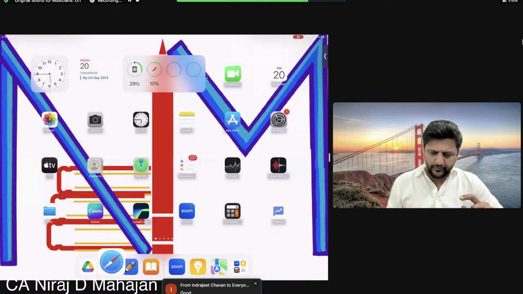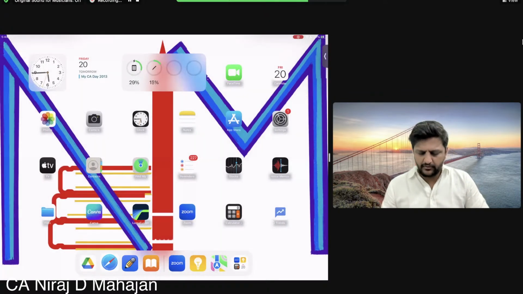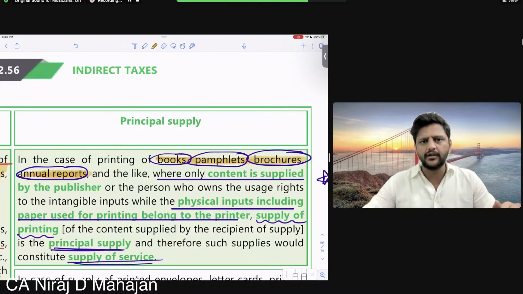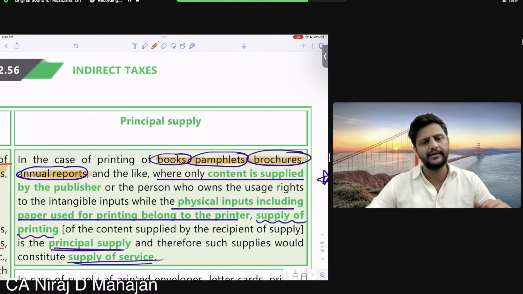So which all will be in supply of service? In this case also I provide my PDF material, that intangible material, to the printer. But what am I getting in return? Those are to be printed where? On books, pamphlets, brochures, annual reports. This is the supply of service of printing.